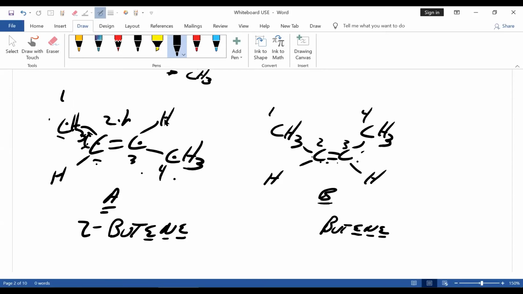And now if I look at B, how many carbons? 4. If I number this way, the double bond starts at 2. If I start this way, the double bond starts at 2. So this would be 2-butene. Uh-oh, we got a problem. This molecule and this one are clearly different. You can't superimpose them or rotate, but they have the same name. Oh no, what do we do?